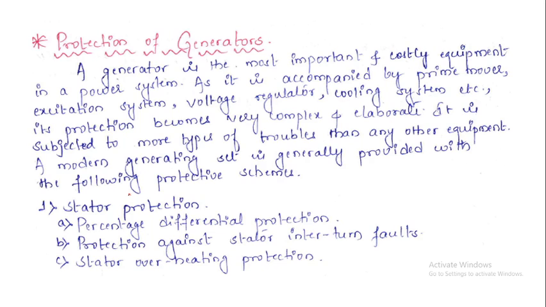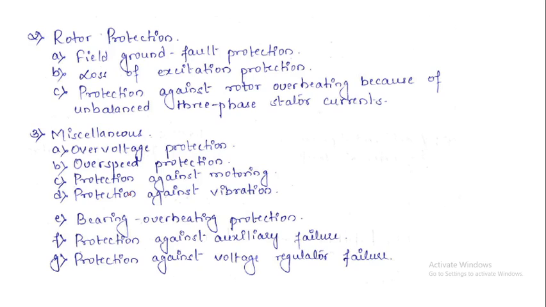So first we are discussing the protective schemes in the different parts of the machine. First we will discuss the stator protection. As we already know, the generator is basically two parts, stator and rotor. We need to provide protection for both. In order to protect the stator, three different protective schemes are used: percentage differential protection, protection against the stator interturn faults, and stator overheating protection.